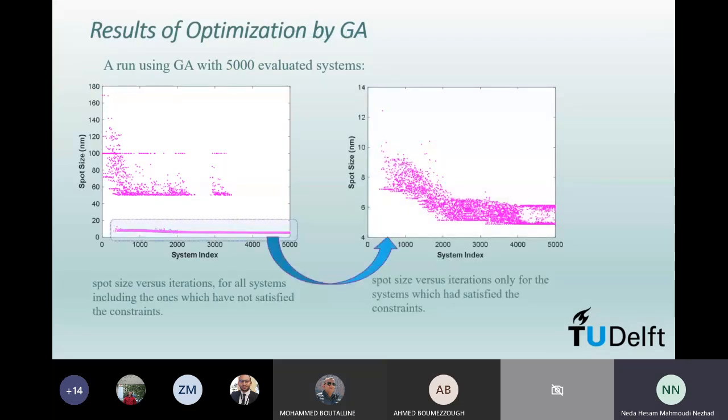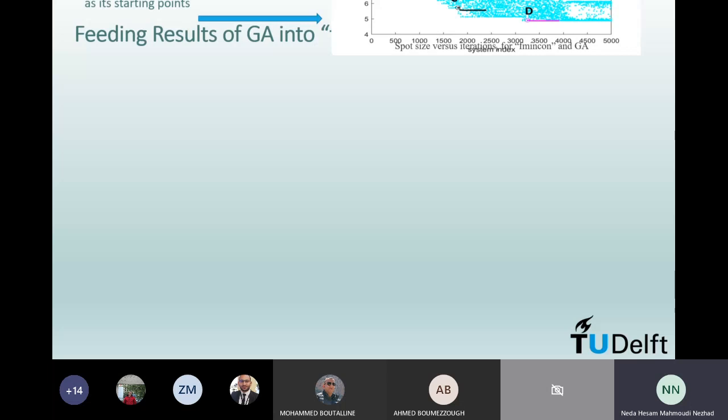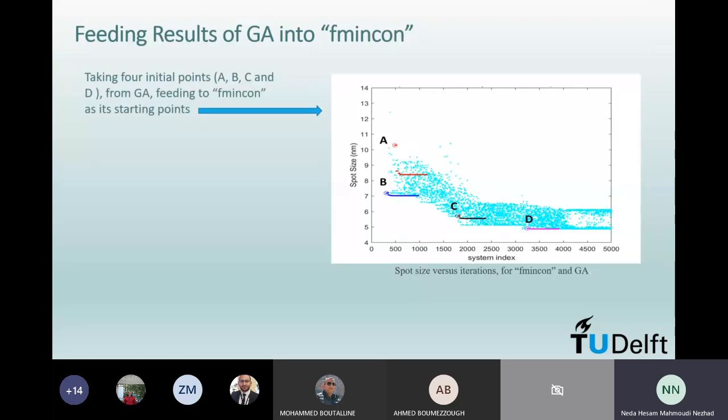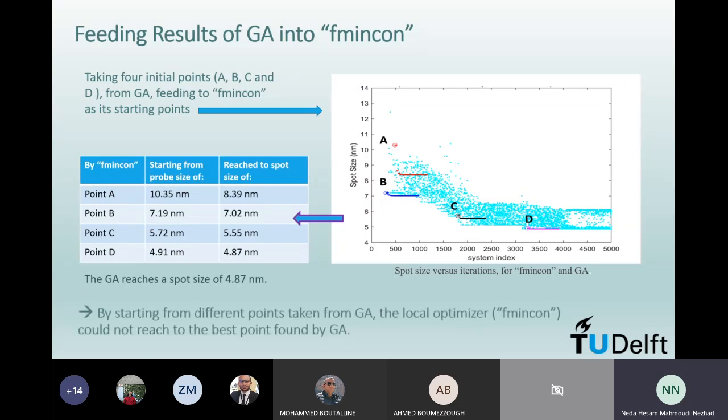Here is a quick look at the results of optimization by GA. Then we feed the initial points that we got from GA to fmincon. You can see that the results from fmincon could not reach the one that GA could reach.